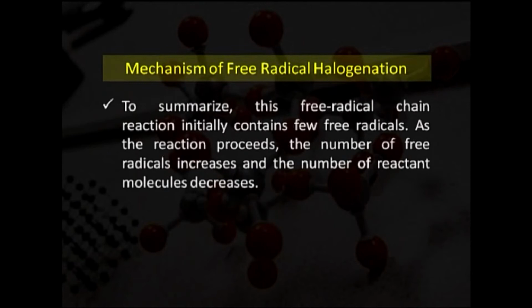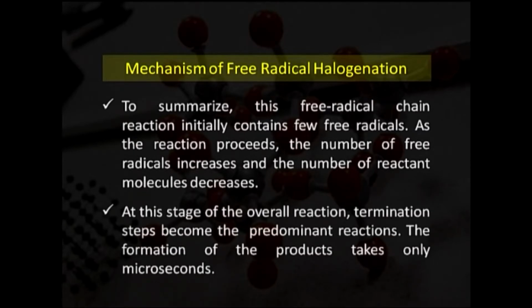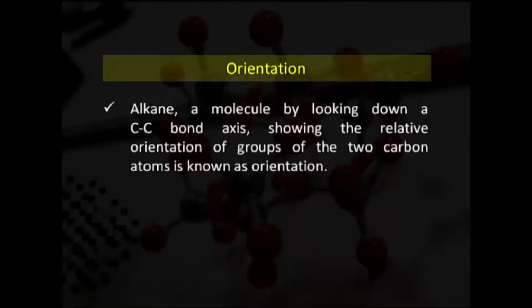So, to summarize, this free radical chain reaction initially contains few free radicals. As the reaction proceeds, the number of free radicals increases and the number of reactant molecules decreases. At this stage of the overall reaction, termination steps become the predominant reactions. The formation of the products takes only microseconds. Now, we will discuss the orientation.